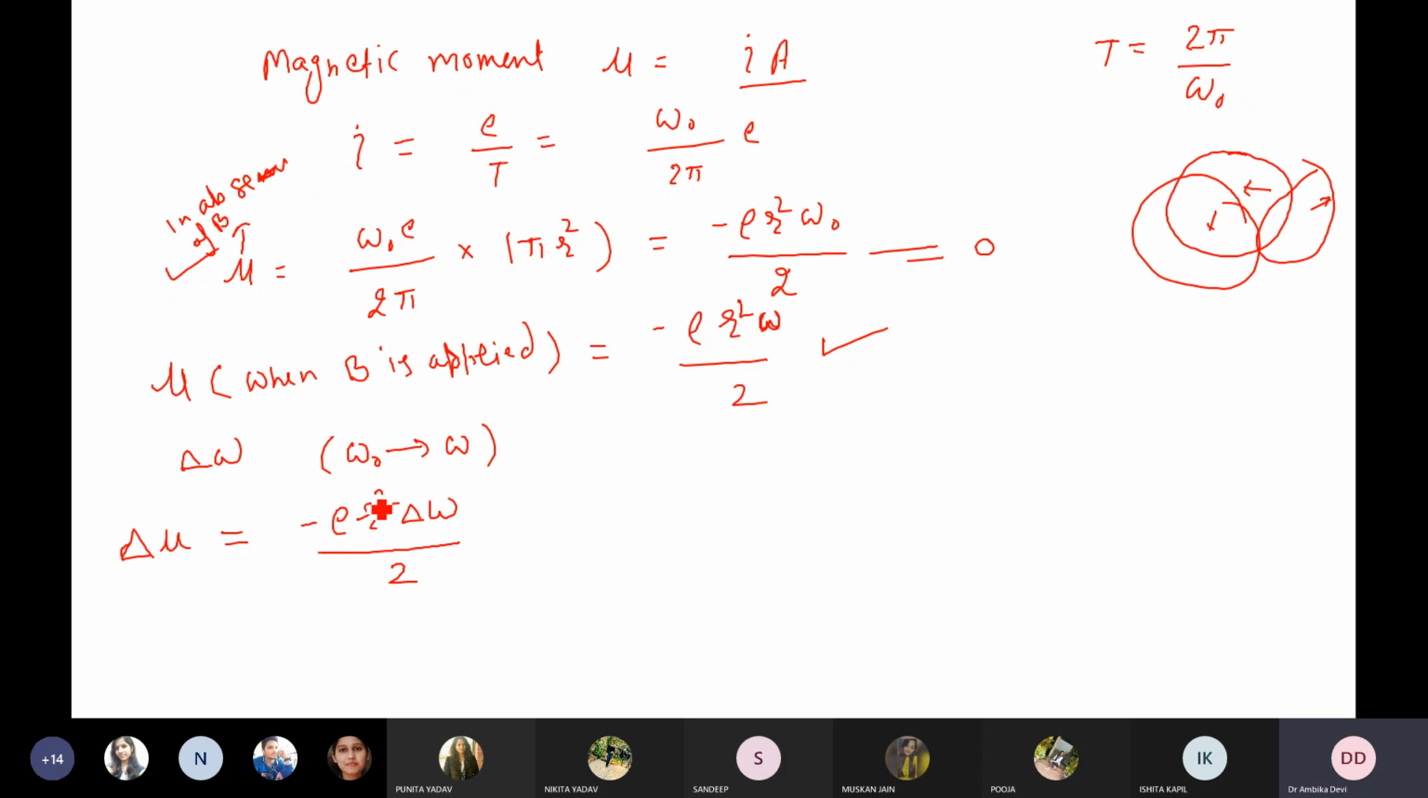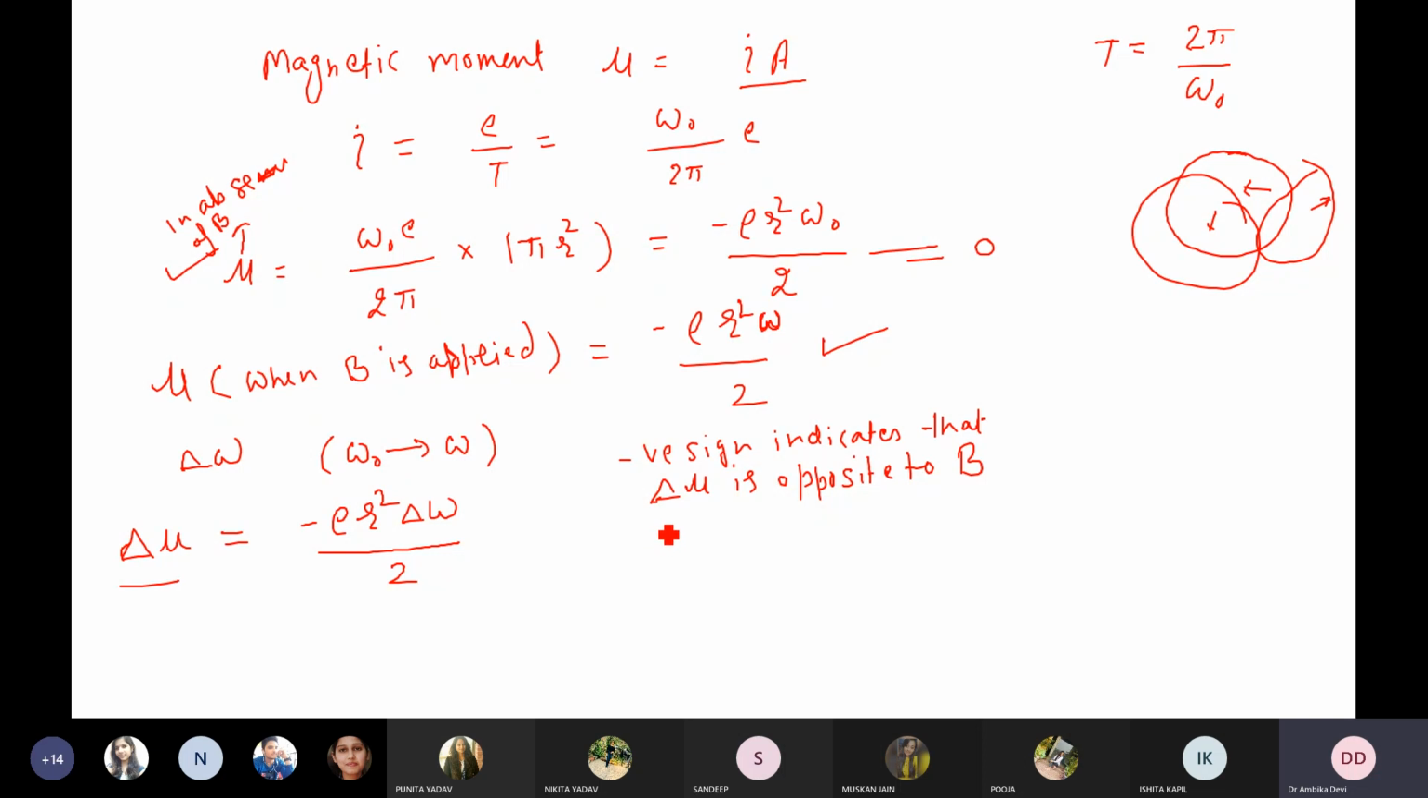Okay, so this is the change in the magnetic moment, right? The negative sign only defines the direction. It means that the induced magnetic moment delta mu is always opposite to the direction of the applied magnetic field. Delta mu is opposite to the applied field B. The negative sign indicates that delta mu is opposite to the applied magnetic field B.